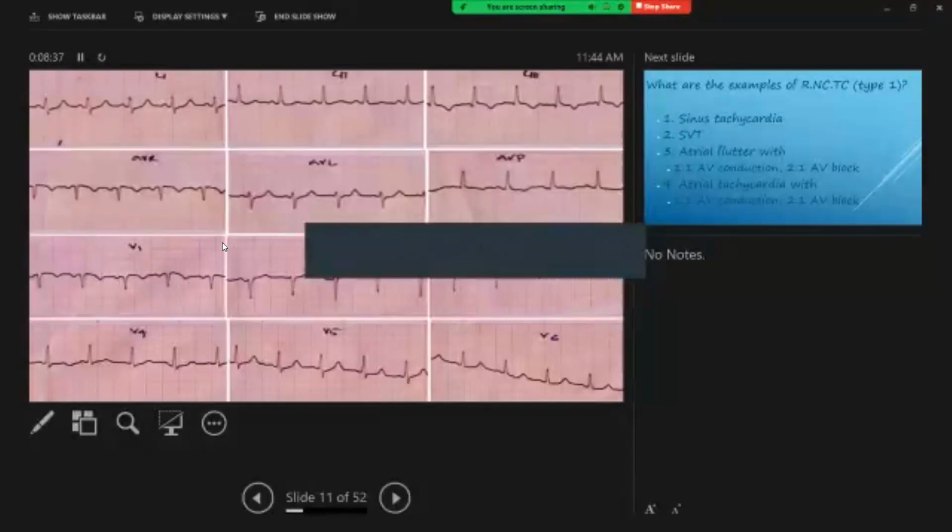Now look at this ECG and let's apply that approach. Here the rate is around 100. RR intervals are regular and the QRS duration is narrow. So this is regular narrow complex tachycardia at a rate of 100 beats per minute. Then the second thing, you should know the examples for regular narrow complex tachycardia.